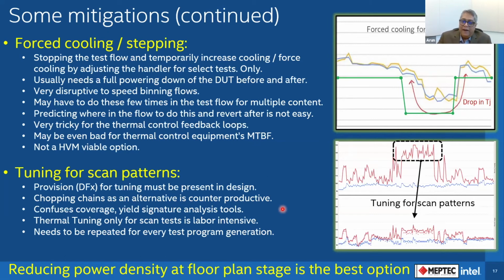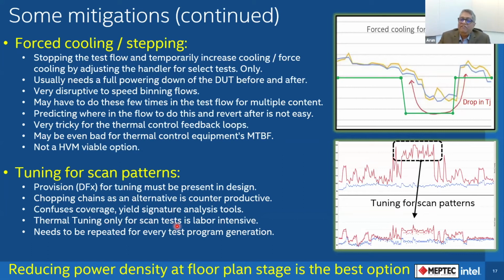Finally, on the scan patterns, we should be able to tune the scan pattern C9, how many flops and latches you are catching. If you tune this down, you can see the temperature has come down considerably, right? For the same exact pattern, we can tune it down. Chopping down the chains is an easy way out, but it is counterproductive. Your yield analysis and everything goes screwy, right? It confuses the coverage, yield signature, and all those things.